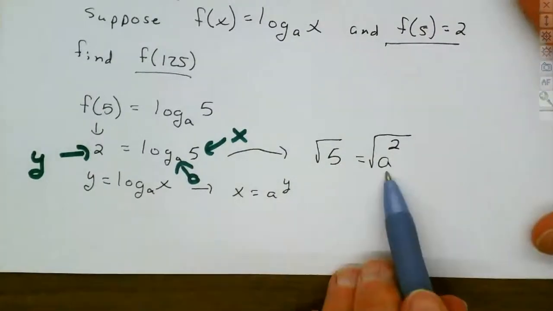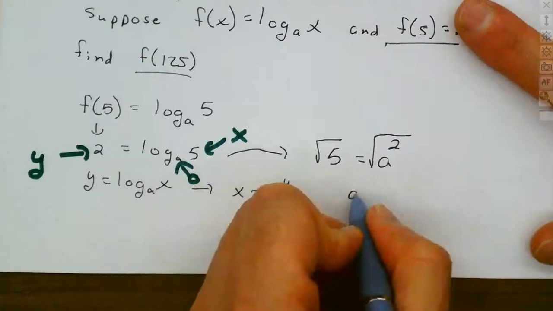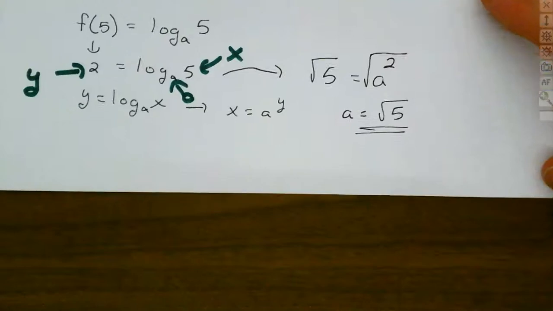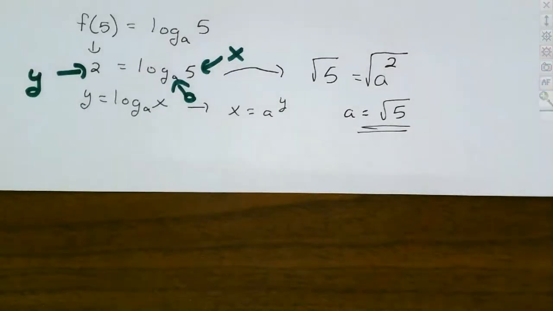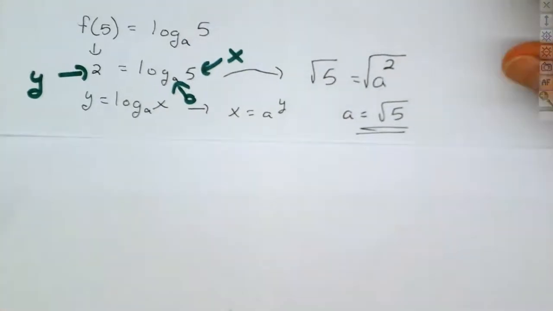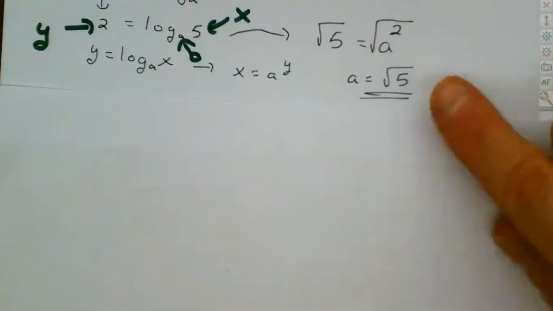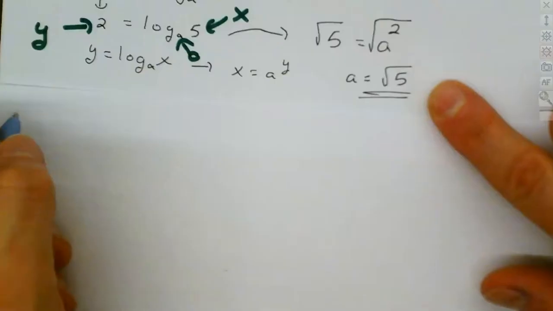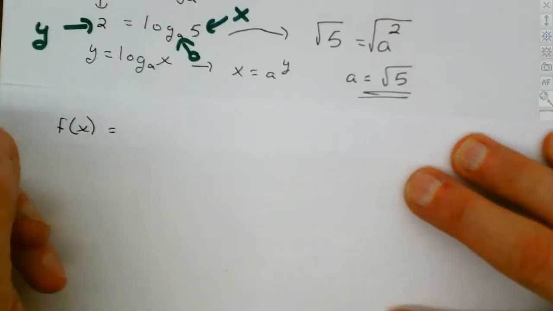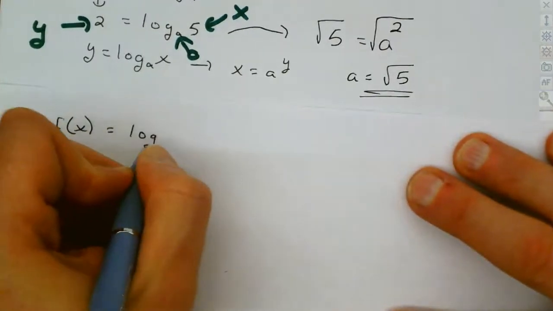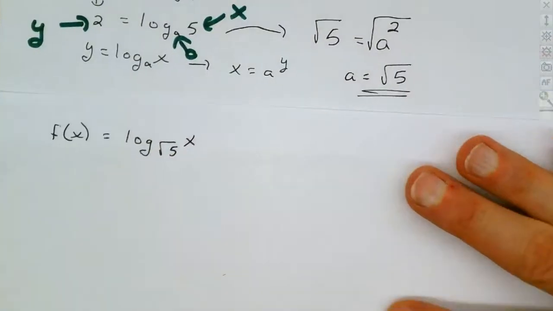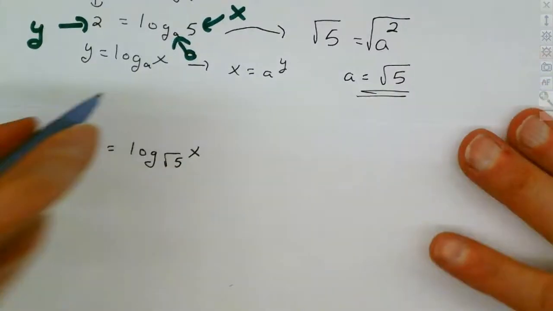So I converted it. I found out my equation, and now we know that a equals the square root of 5. Now we can rewrite it, and now we can finish it. So let's now rewrite this, because our base is the square root of 5. So now when I rewrite this, we've got f of x equals log base a, but a is the square root of 5, x. Okay, that's our new equation. We just rewrote it.